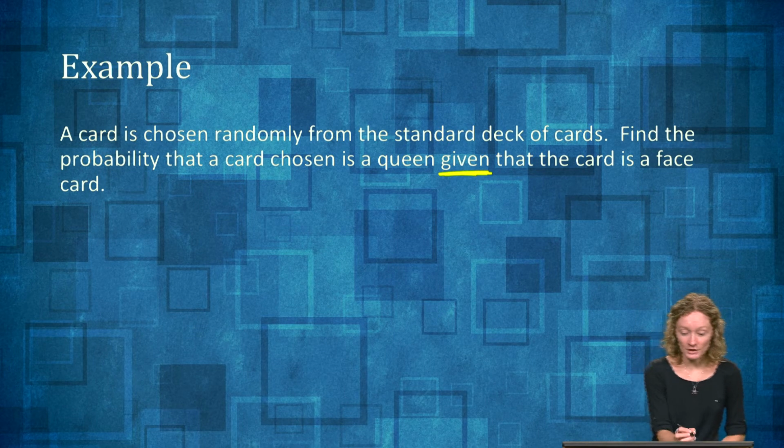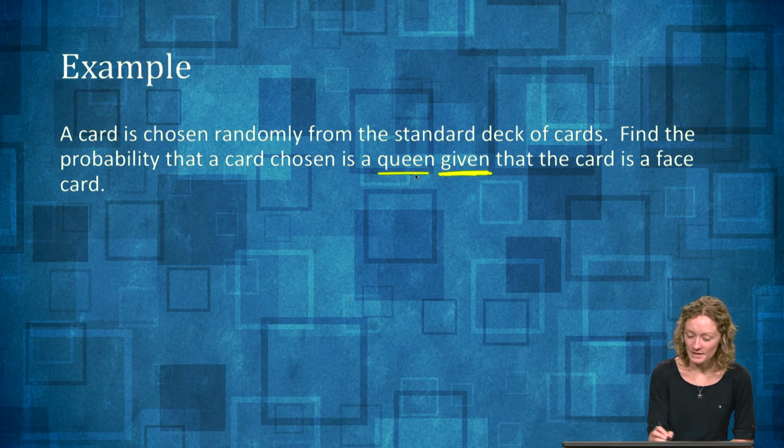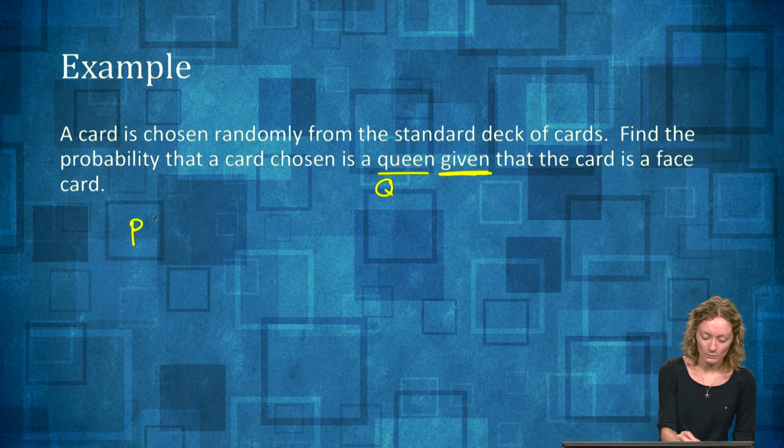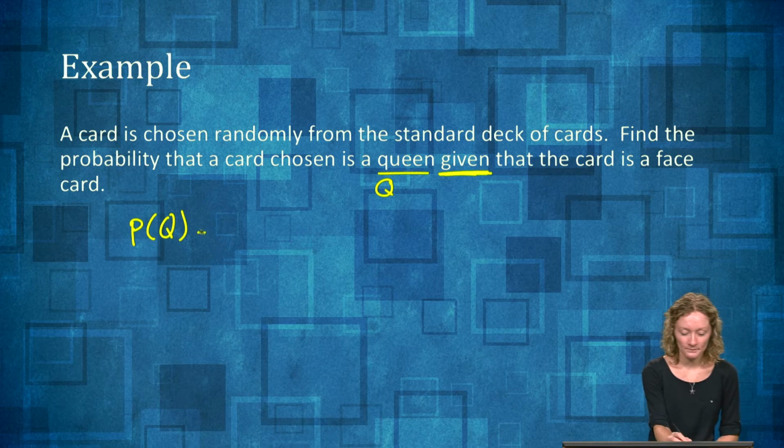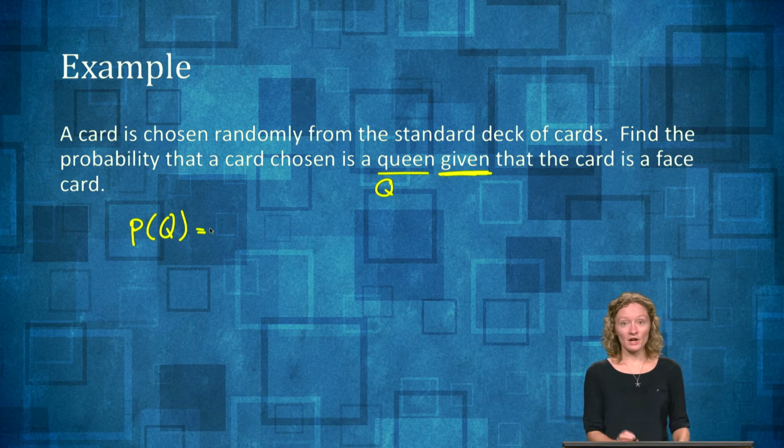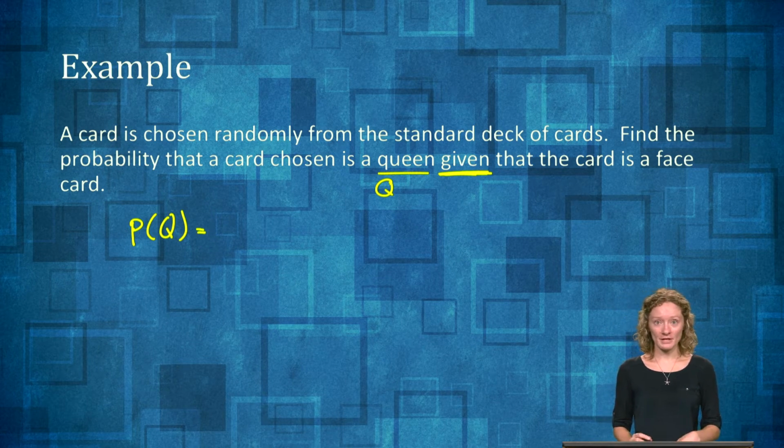So we still are looking for, in this case, the event that the card is a queen. We're looking for the probability of queen. But it's given that the card is a face card. We have more information. If we didn't have the given, if the last part of the problem wasn't there, find the probability that the card chosen is a queen. We would say there's 52 cards in the deck. Of those 52, how many are queens? 4 out of 52. Simplify.